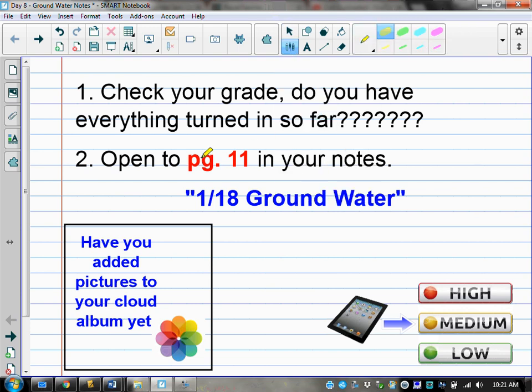And we're going to cover real quickly groundwater. So Tuesday we did runoff, Wednesday we did streams and meanders, and Thursday we're going to do groundwater. So let's get right to it.